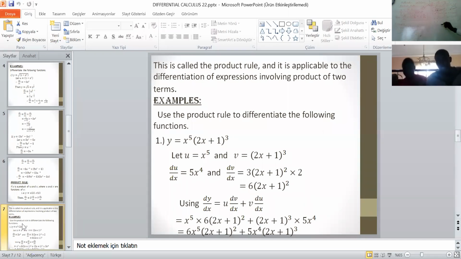x⁴(2x+1)²(16x+5). Or it can still be x⁴(16x+5)(2x+1)², which is the final answer there. Then the next rule.